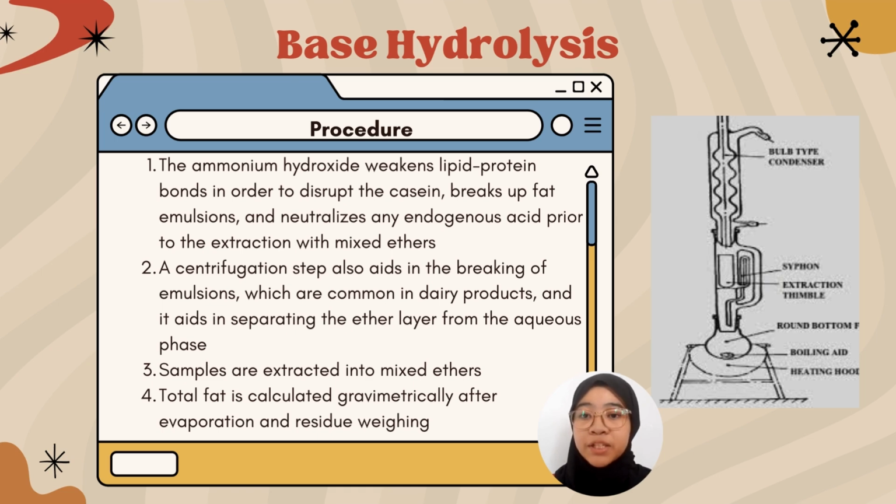Second method is base hydrolysis, where the ammonium hydroxide weakens the lipid-protein bonds in order to disrupt the casein, breaks up fat emulsion and neutralizes any endogenous acid prior to the extraction with the mixed ethers.